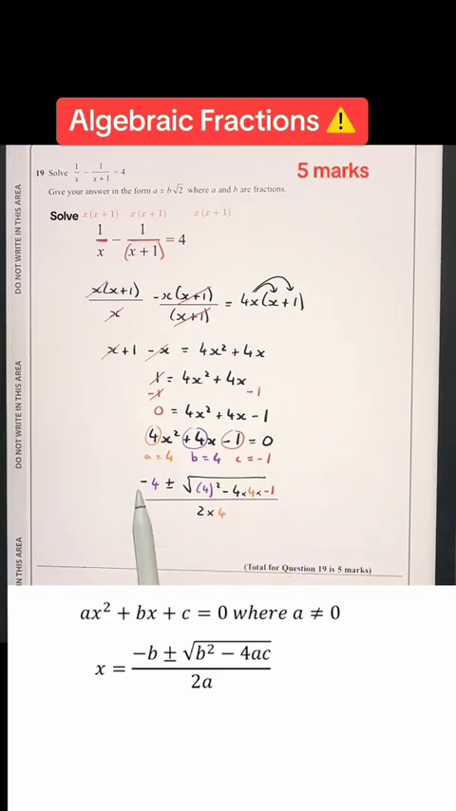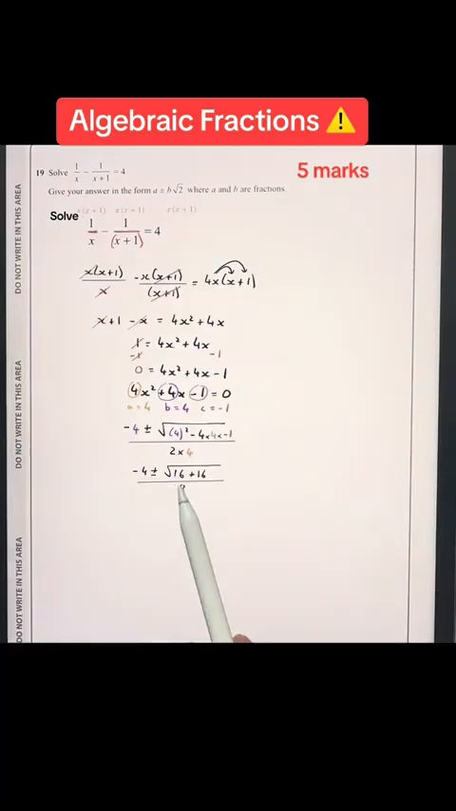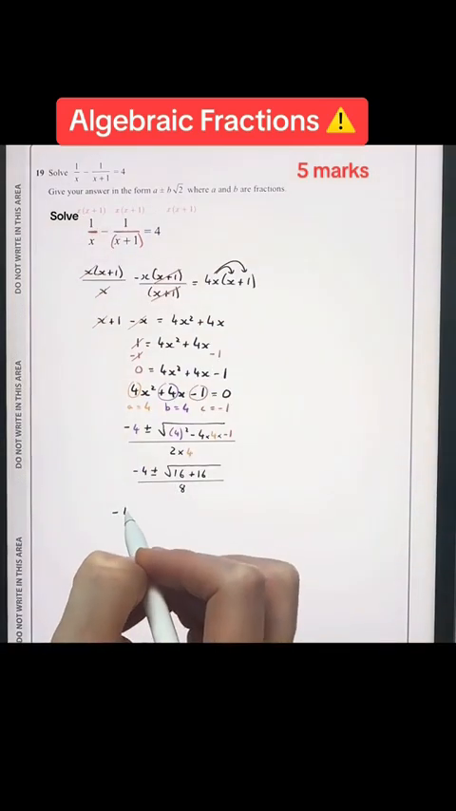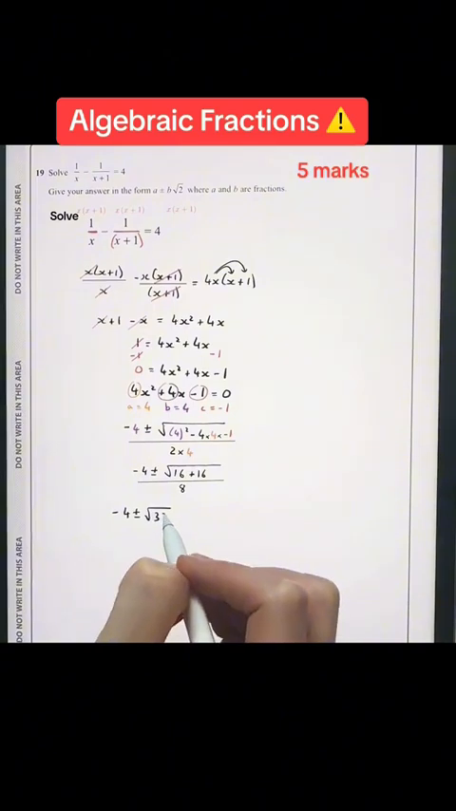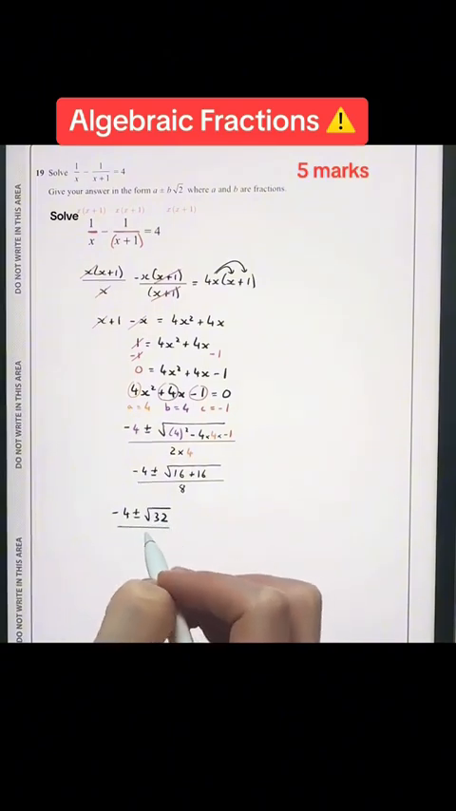Simplifying, on the outside I've got negative 4, leave that alone. Leave the plus and minus alone. The square root on the inside, 4 squared means 4 times 4, and 4 times 4 is 16. We know negative 4 times 4 gives us negative 16, and negative 16 times negative 1, and negative times negative gives us a positive, so therefore I get plus 16. And it's still all divided by, on the bottom, 2 times 4 gives us 8. Simplifying the roots, on the outside I've still got negative 4, plus or minus. On the inside, 16 and 16 gives us 32. And it's still all divided by 8.